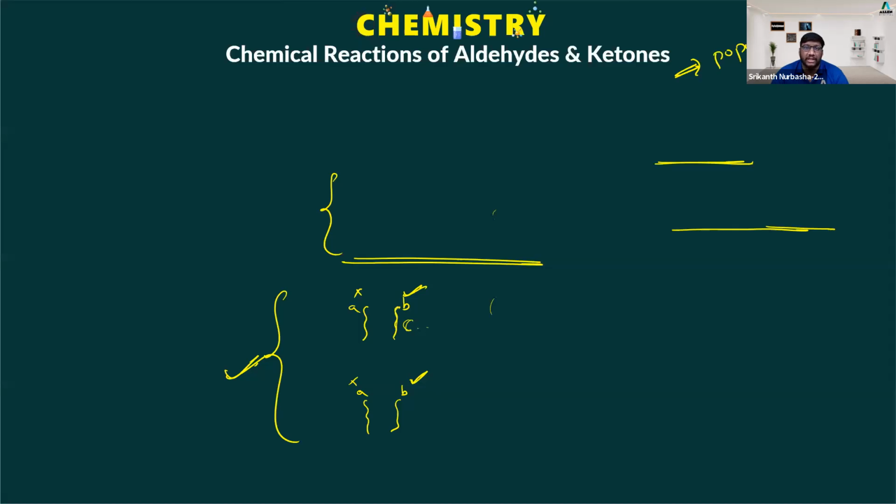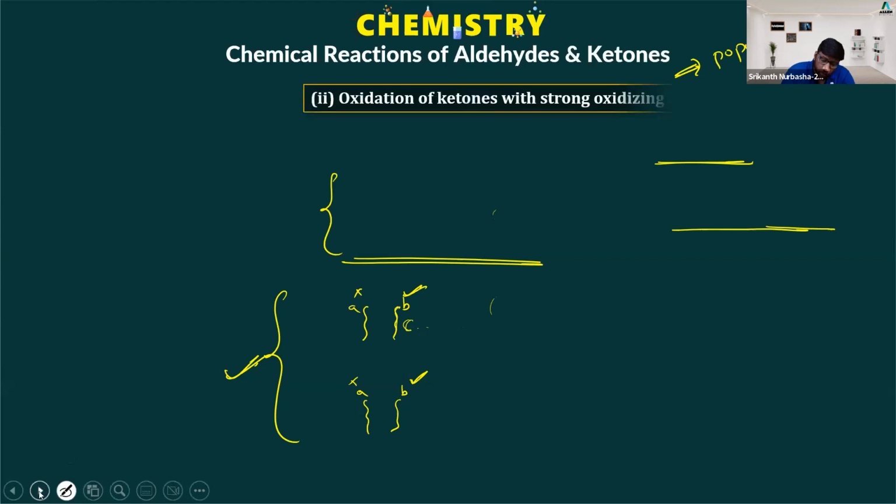If you remember, last class we were discussing the reactions of aldehydes and ketones with strong oxidizing agents, right? Oxidation of an aldehyde with a strong oxidizing agent gives the respective carboxylic acid. Similarly, if you oxidize ketones, you will also get carboxylic acids, and that follows Popoff's rule.